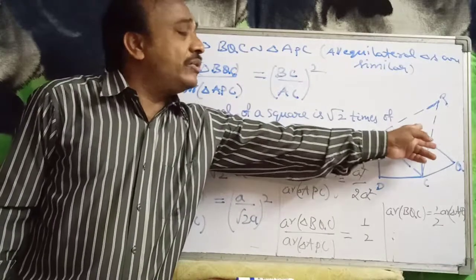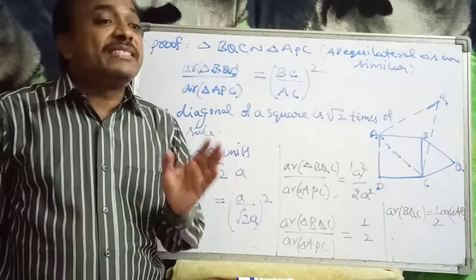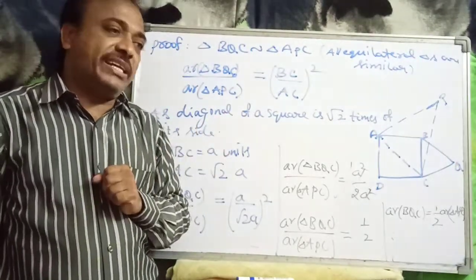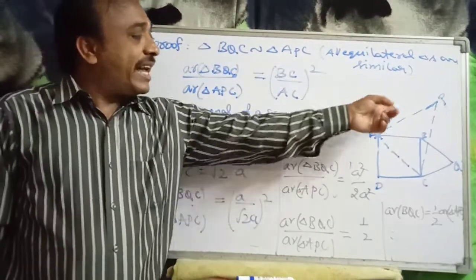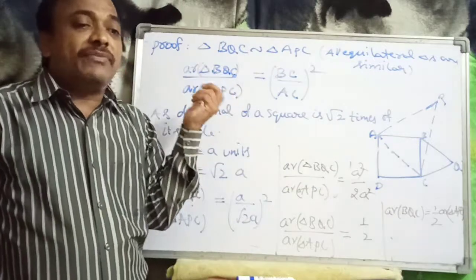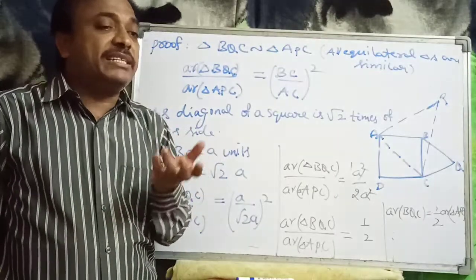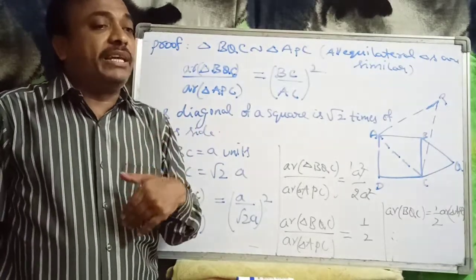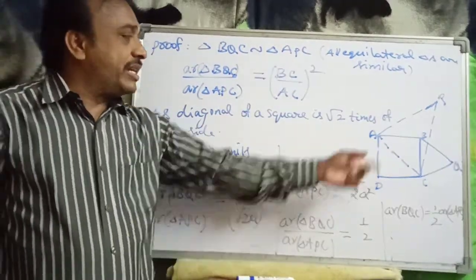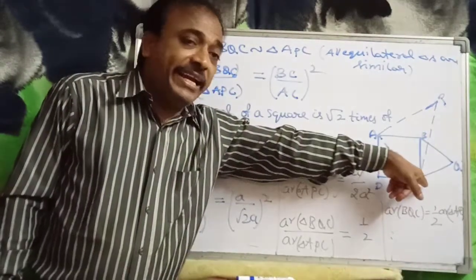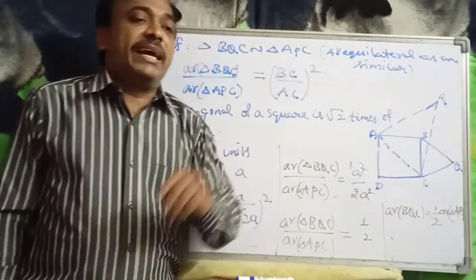Based on that, as we know, each and every equilateral triangle is similar. How? By AA similarity, each angle will be equal to 60 degrees. So the triangles are similar. Then the ratio of the areas of two similar triangles is equal to the square of the ratio of the corresponding sides. Based on that, we proved that the area of the triangle BQC, described on the side, is half of the area of the triangle described on its diagonal.